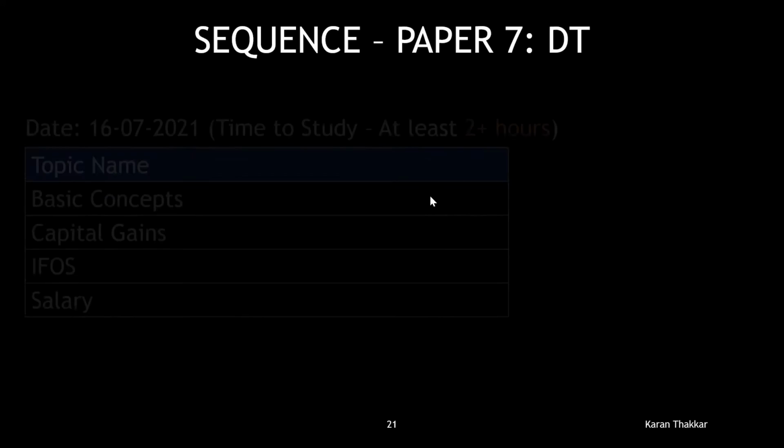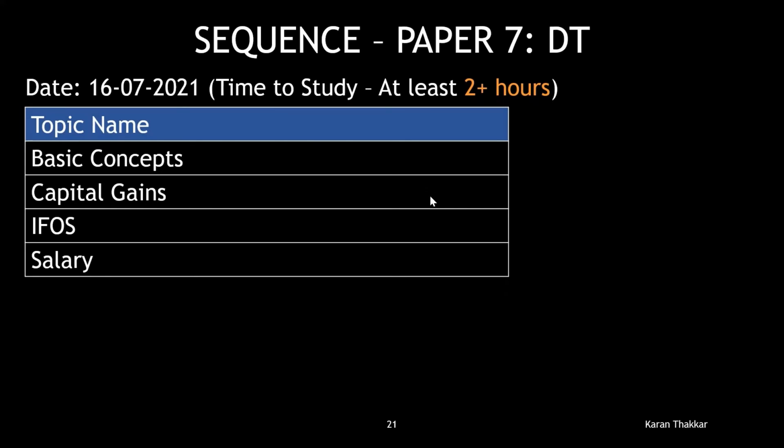Elective will be of 4 hours, so once you come back home, you will have less time to study for DT than you normally have. But you still try to do at least 2 hours. I'm assuming DT will happen on 18th July, and I'm mentioning the topic names for now.